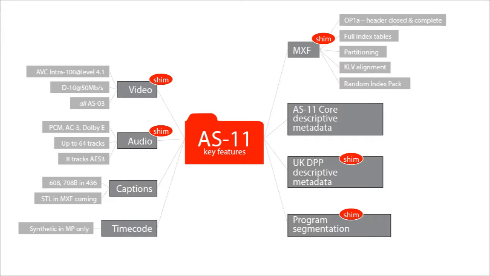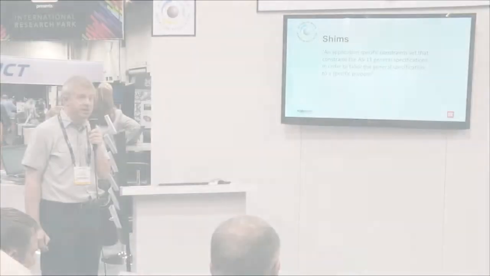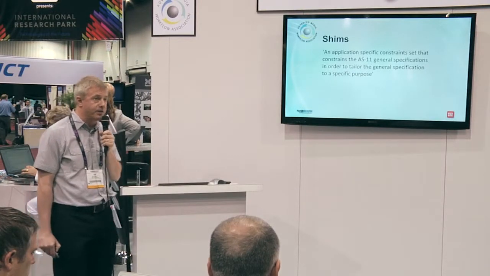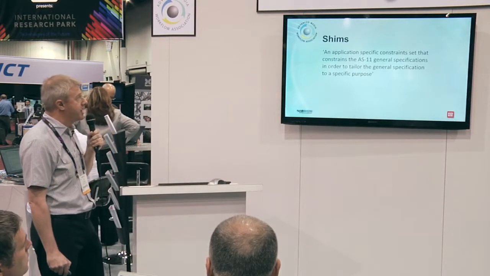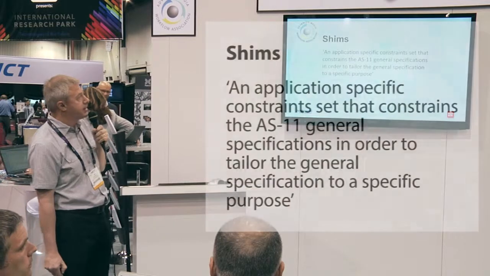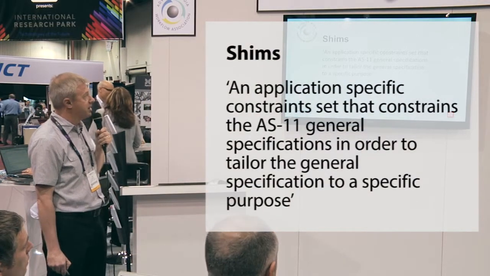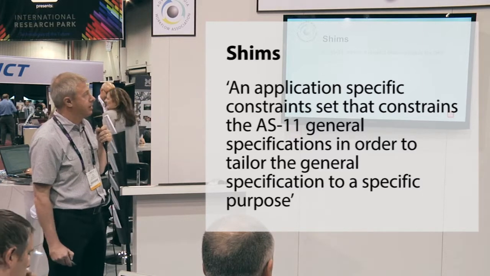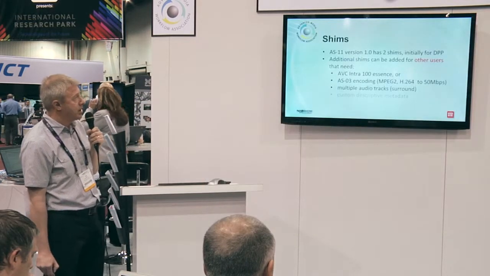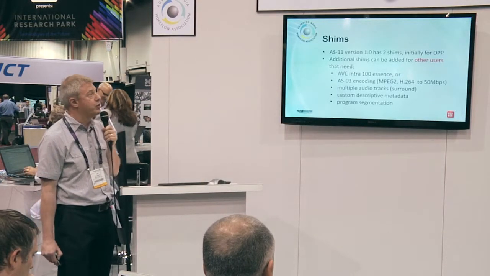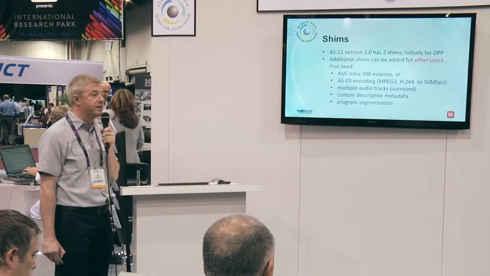As we said earlier, a lot of the parts of this specification are shimmable. So for the DPP use, we've said exactly which ones of all those parameters should be used in our particular application. So for those of you who haven't listened to Oliver's presentation about shims, very quickly, this is what they are. A shim is an application-specific constraint set that constrains the general specifications to tailor it to a specific purpose. And as issued with AS-11 version 1, we've included 2 shims specifically for the DPP use.